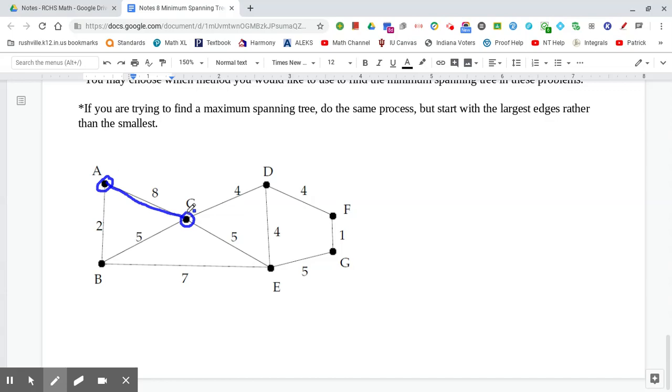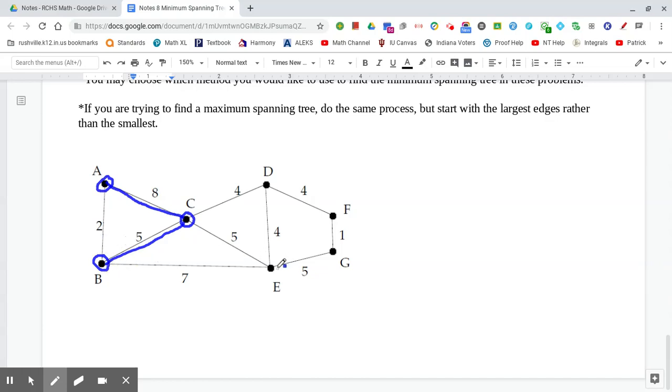And then coming off of one of those vertices, I have 2, I have 5, I have 4, or I have 5. So I have two 5s. I get to pick which one I want to use. I'm going to do BC. And I'm going to circle B. Now I can no longer use AB, which I probably wouldn't have wanted to anyway because it's so small.